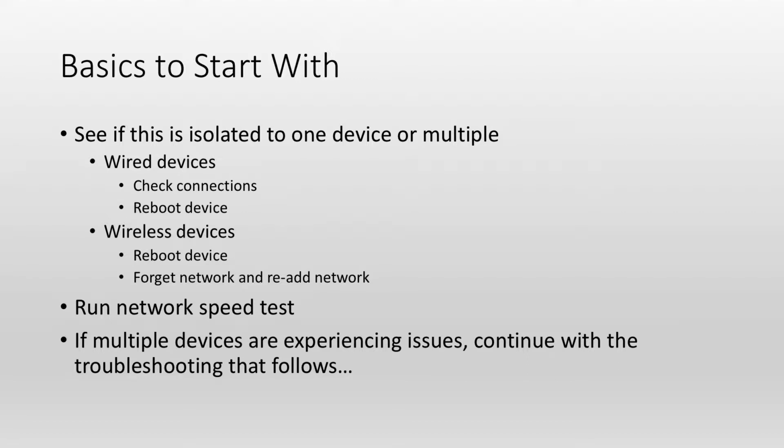The basics before you start troubleshooting all of your network devices: you should verify that the issue is not isolated to a specific device. So say you've got a computer that, whether it's wired or wireless, isn't working correctly. It's either not connected, or it's extremely slow, or the internet's intermittent. You want to troubleshoot your device.